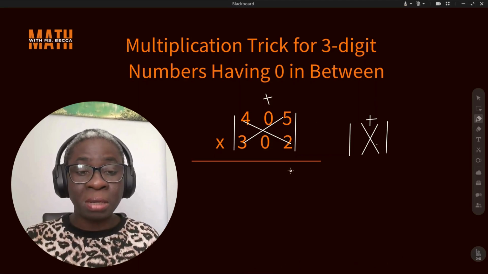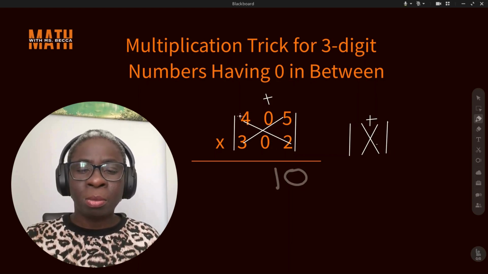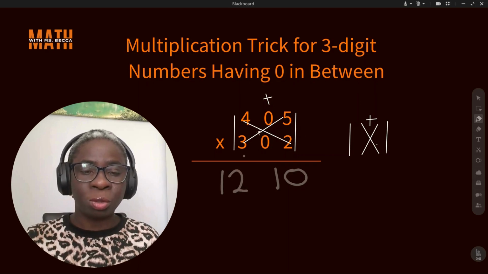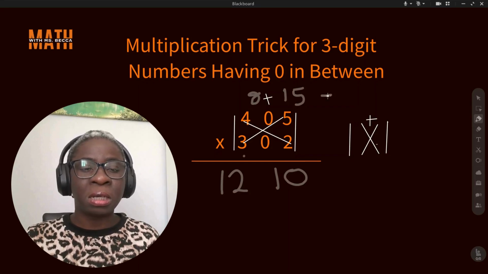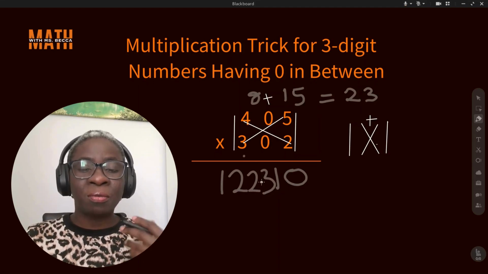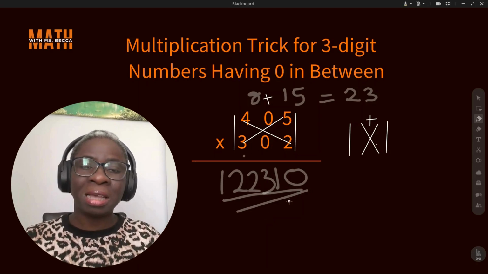5 times 2 would give 10, so we write 10. Then 4 times 3 would give 12, we write the 12 here because we still have to do this. So 4 times 2 is 8. Then 3 times 5 is 15. We say 8 plus 15, that would give 23. Then we write the 23 in the middle. So that means that 405 times 302 would give 122310. Try it and let me know what you get.